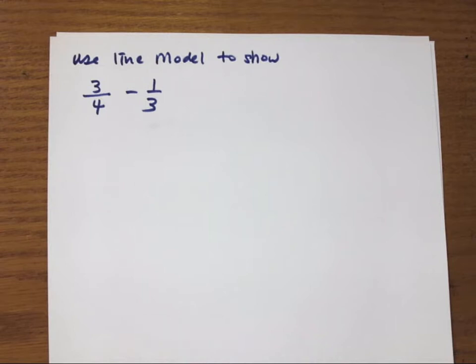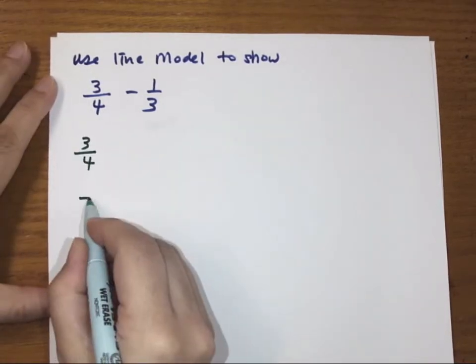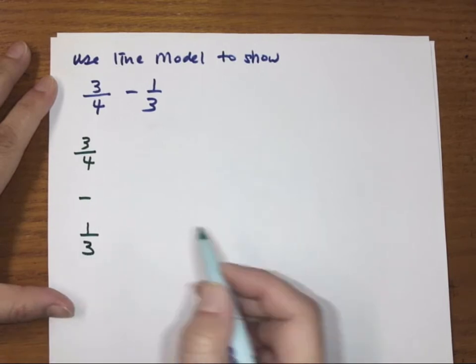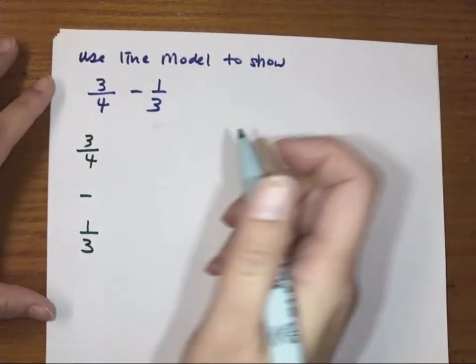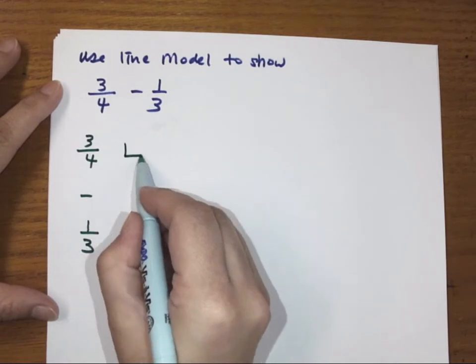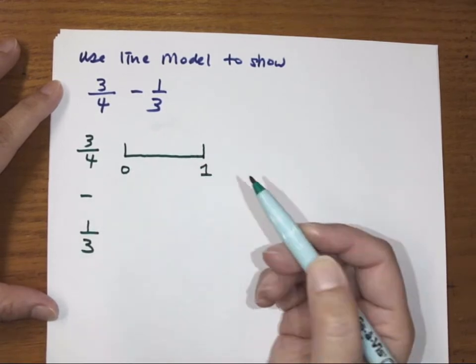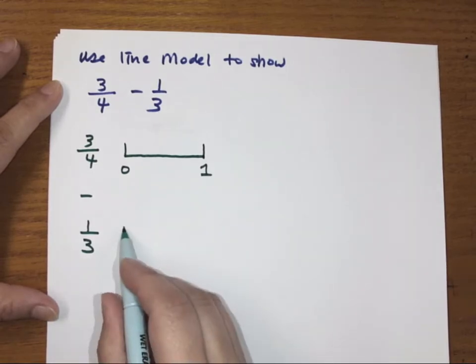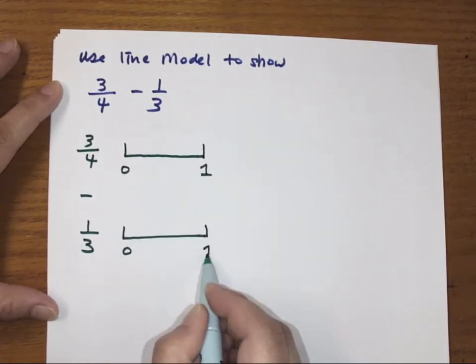set, right? So we're going to go ahead and draw the question, which we have 3/4 minus 1/3. Because it's a line model, we're going to draw the line, right? And I told you, please try your best to draw between 0 and 1 about the same length.